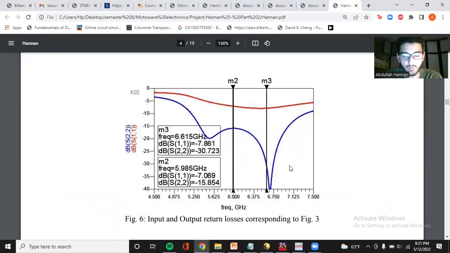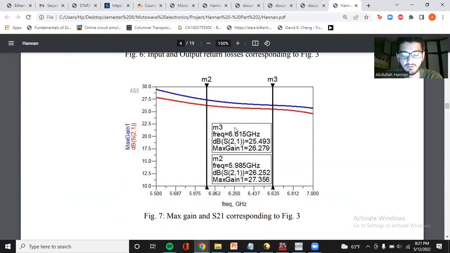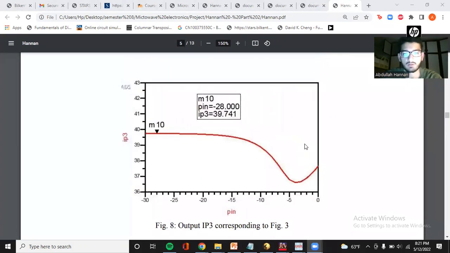This is the S11 and the S22 plots. As you can see, the S11 and the S22 inside our frequency range are below -7 and -15 respectively. This is the gain of the two-stage amplifier. The gain is about 25 dB, and the ripples are limited to plus minus 0.5 dB. The output IP3 is 39.7.